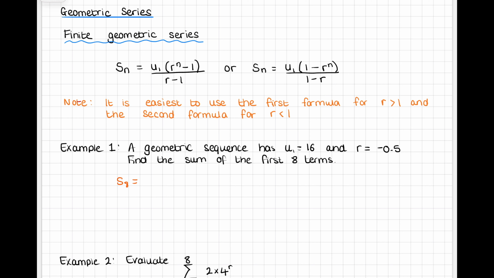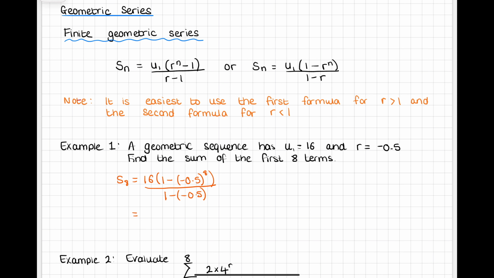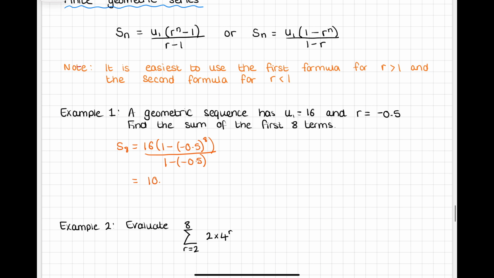S8, so now as our r is less than 1, I'm going to use the second formula. So it'll be 16, open bracket, 1 minus negative 0.5 to the power of 8, because we've got 8 terms we're looking at, all divided by 1 minus negative 0.5. Put that into your calculator and we will get an answer of 10.625. Now in the IB, we always have to round to 3 significant figures, so always have an unrounded answer first, then round to 3 significant figures, which is 10.6.